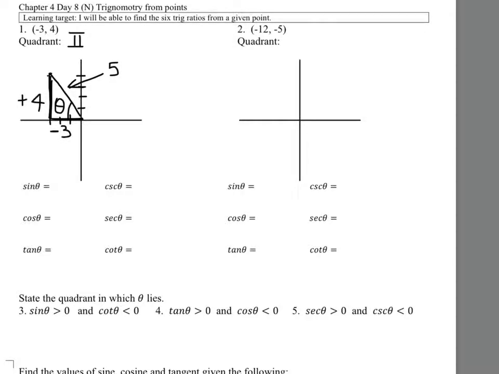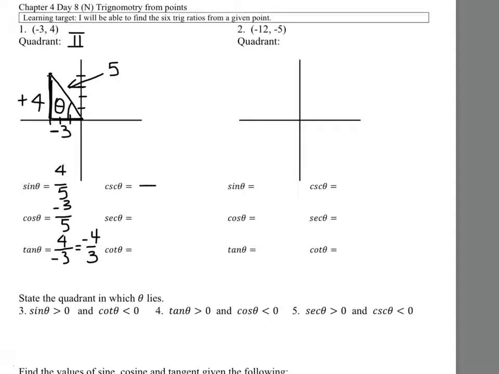So what's sine defined as? Opposite over hypotenuse. What's cosine defined as? Adjacent over hypotenuse. What's tangent defined as? Opposite over adjacent. Normally we like to put the negative sign on the numerators. From here, do you think you can finish the next 3 trig ratios?